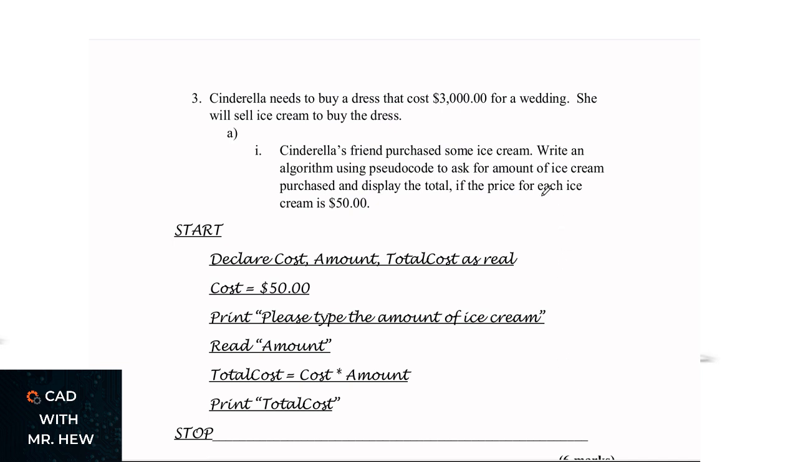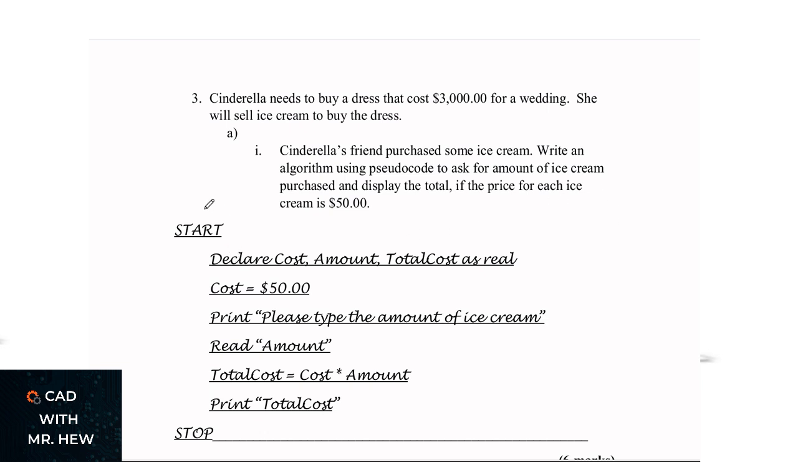It says Cinderella buys a dress that costs $3,000. She wants to sell ice cream to buy the dress, right? So the cost of the unit of ice cream is $50, right? So we want to write a pseudocode to find out what is the total amount of money that was raised from the selling of the ice cream.